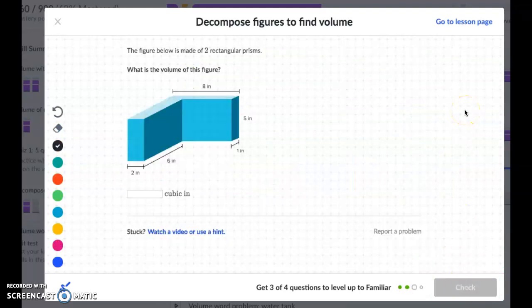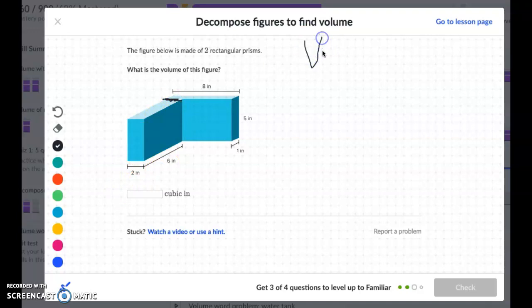The figure below is made of 2 rectangular prisms. So again, same thing that we've been doing, but now this one looks a little bit different than some of the other ones did. So I'm still going to imagine these as 2 separate shapes. They're telling me that this whole length down here is 8. So I'm just going to cut off and really focus on one shape at a time.